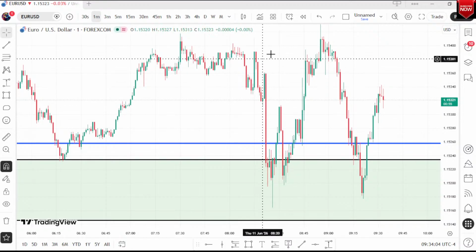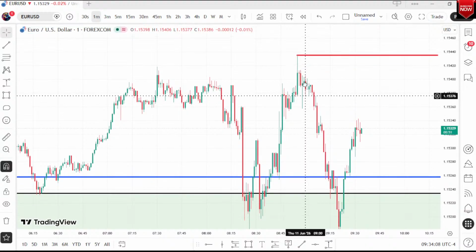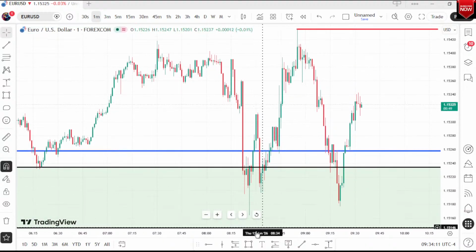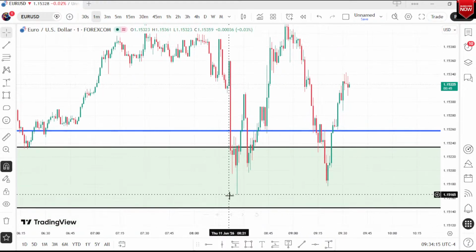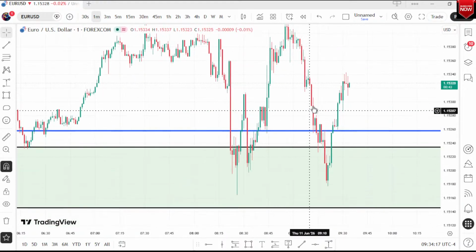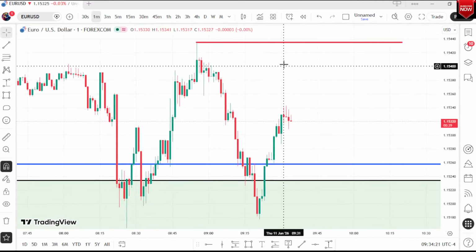Yes, market structure shift. Then it came. Yeah, you're saying this one. But it didn't take out this low here. Yeah, that's correct. You see, it didn't take out this low. So after the market structure shift, you want to see prices going up here.